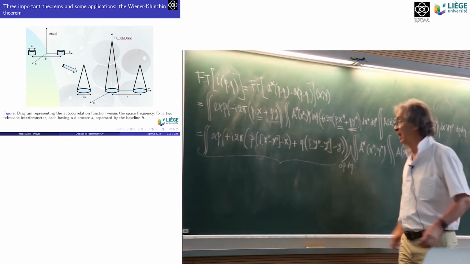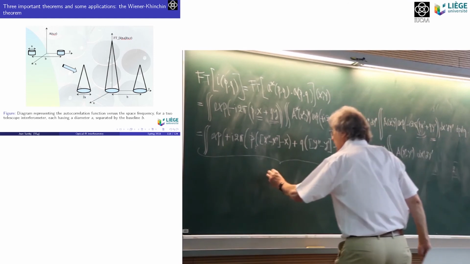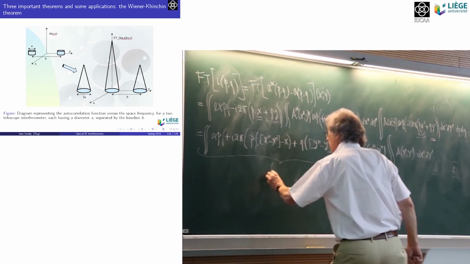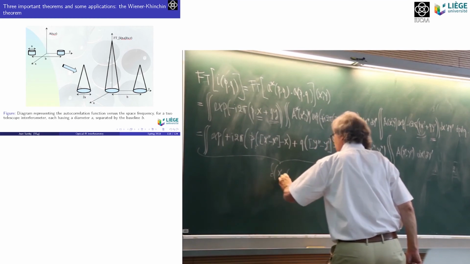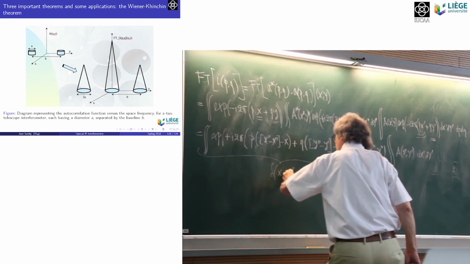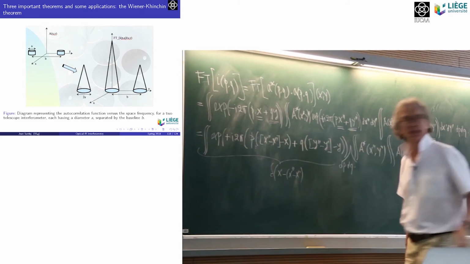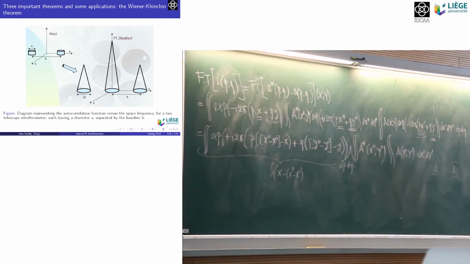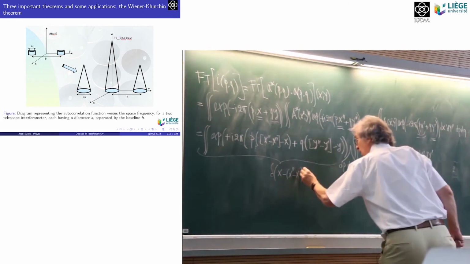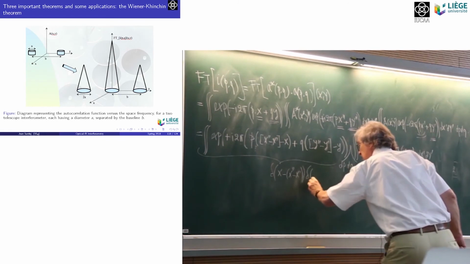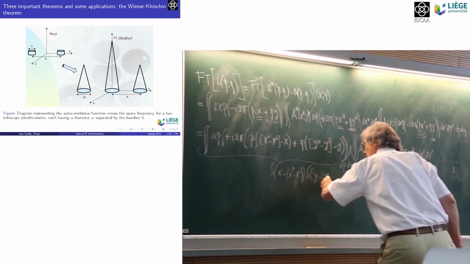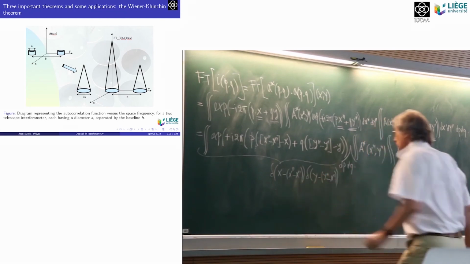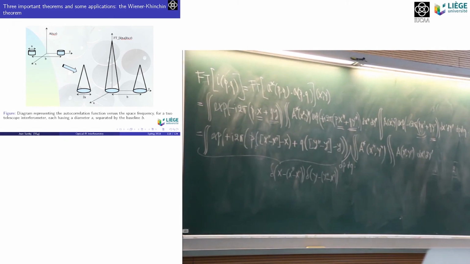So this can be represented by the delta function of x minus x second minus x prime, something like that. And multiplied by the delta function, similarly, of y minus x prime, something like that. Correct?